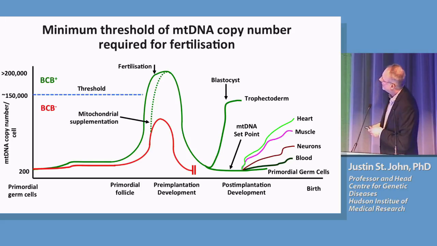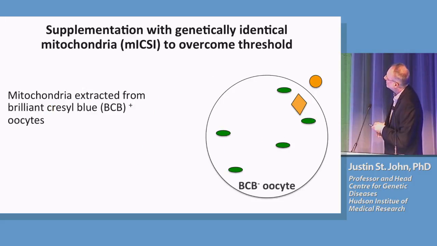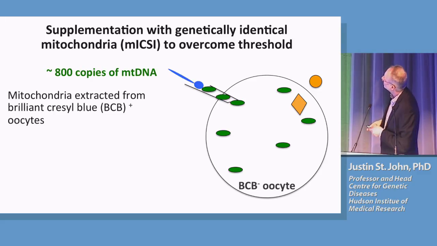So the question we then went on to ask is, using this model, could we supplement these eggs with a small amount of mitochondria that we can get into an injection pipette and mediate this event? In other words, could this small investment support the larger scale investment later on during development? And indeed, that's what we did. We took our BCB negative eggs and isolated mitochondria from our BCB positive population, and injected this population of mitochondria into the egg, a technique which we've now called mitochondrial transfer during ICSI, or MICSI. And the amount of mitochondrial DNA that we're investing is around 800 copies.